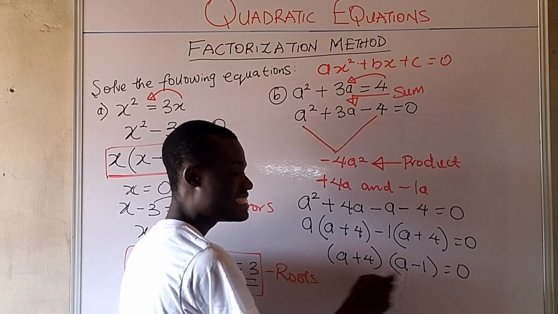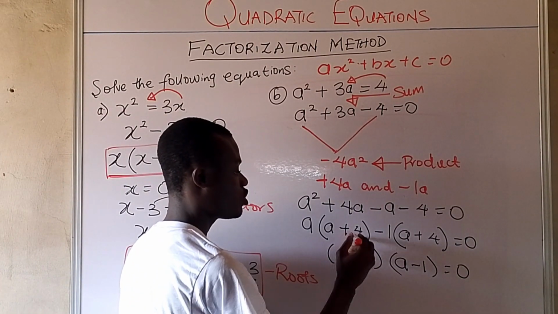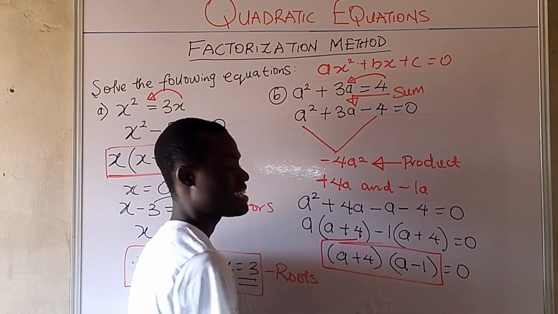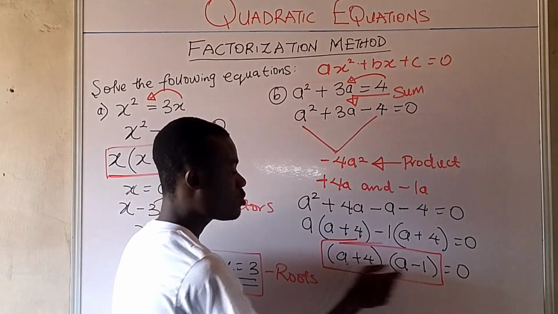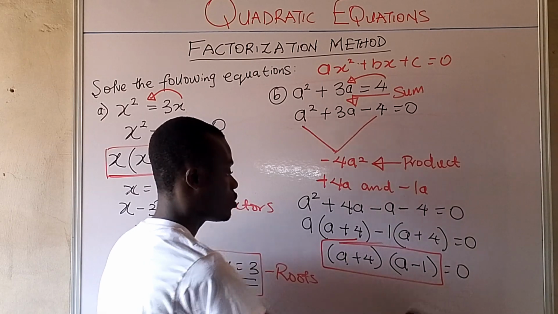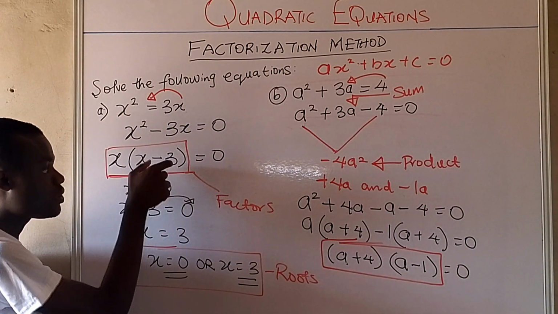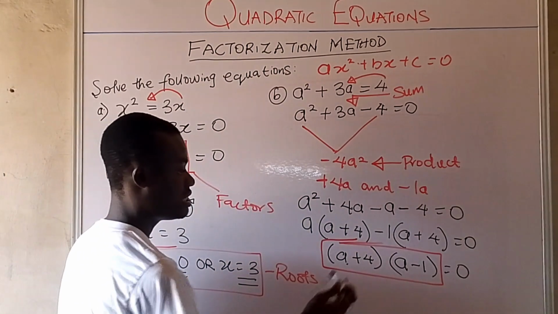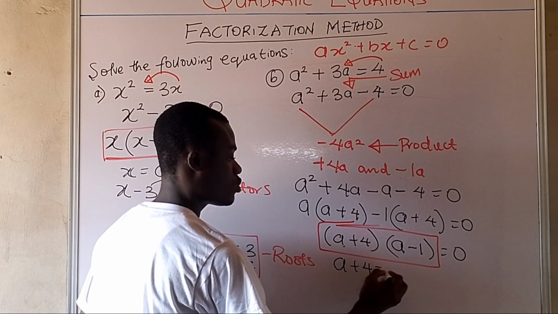So these are the factors. These are the factors of the quadratic equation. So the factors in your exam are a plus 4 and a minus 1. But when you are told to look for the roots, you make this to be equal to 0 and also make this to be equal to 0. Just like we made this to be equal to 0, then we had x equal to 0. Then we also made this to be equal to 0 and we got x is equal to 3. So I'm going to take this first one to be equal to 0. So we have that a plus 4 is equal to 0.